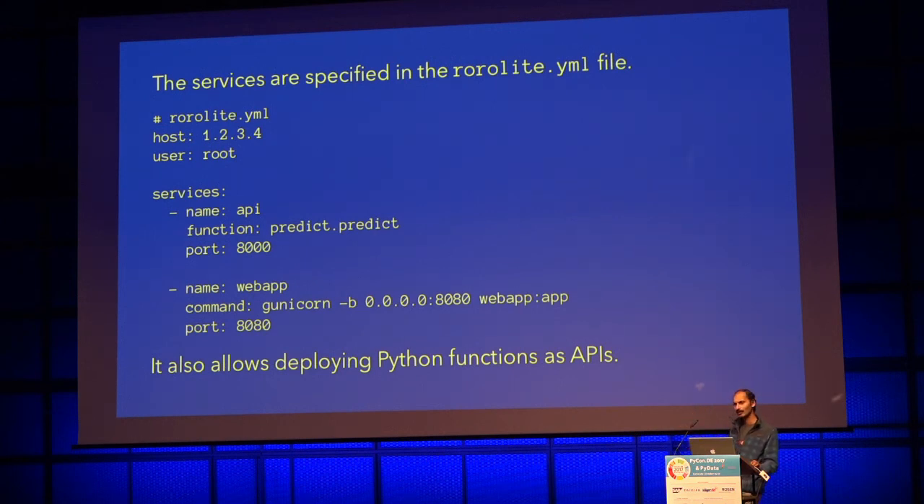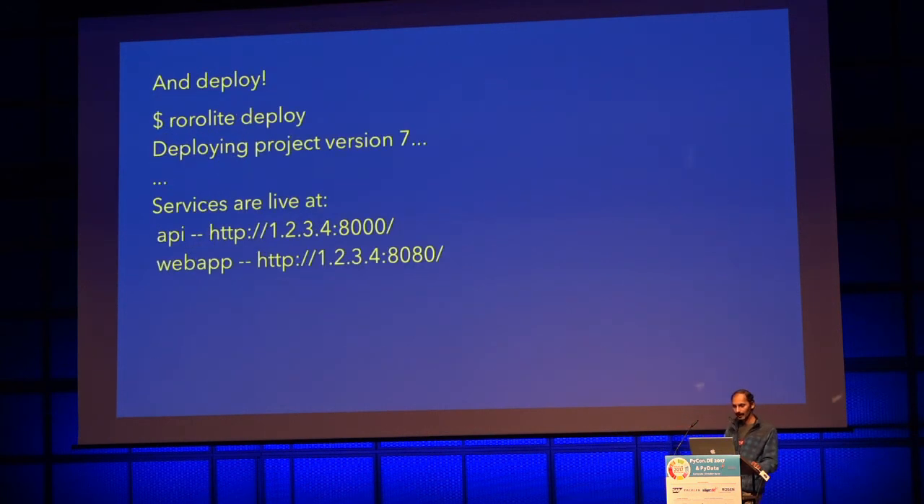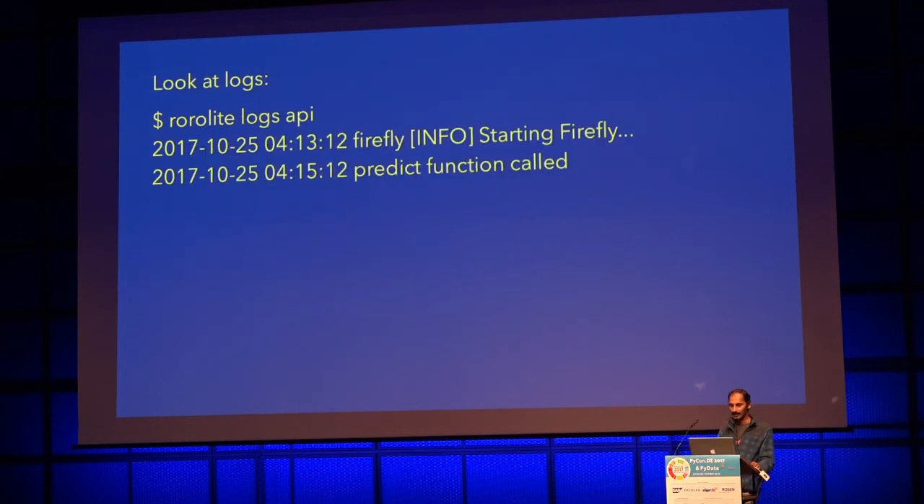Here you need to also specify the port number because it has to run on a port. So you specify an API and a web app, both of them to run. So the API is an ML API, and then there's a web app to expose that as a service, as an application. So you say roro deploy, that deploys it, and then it tells you that it has two of these services running, API at port 8000 and web app at 8080.